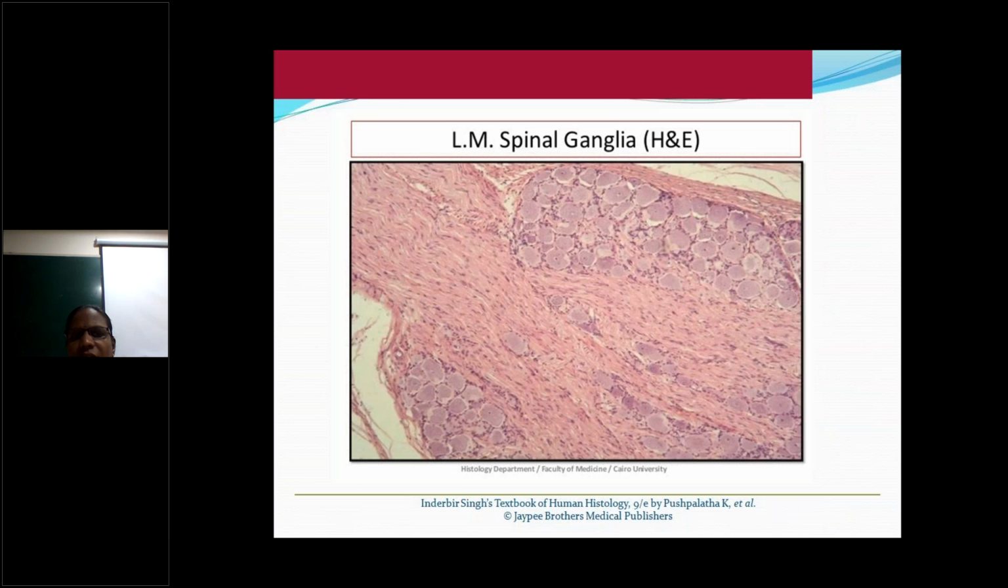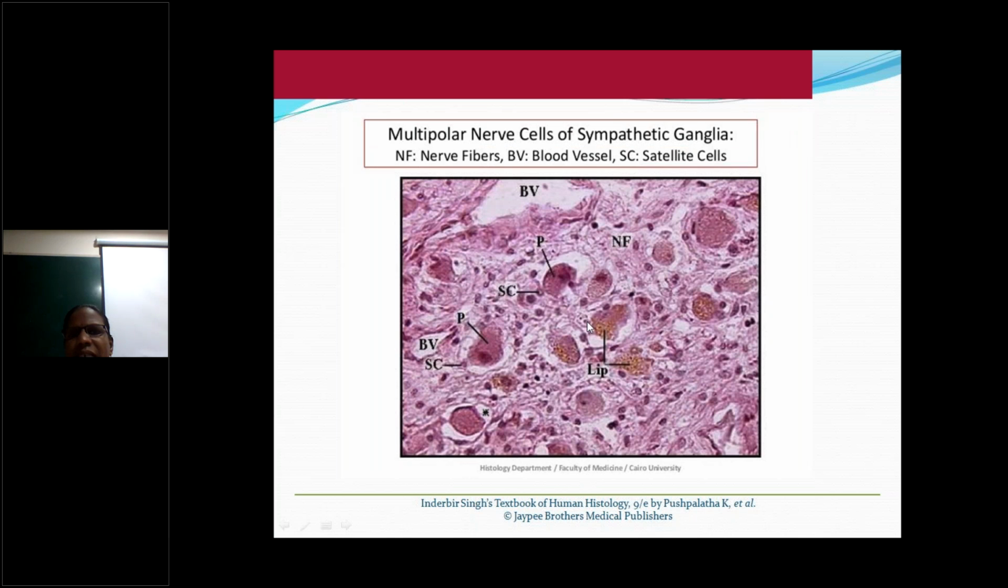Come to the spinal ganglia. Within the spinal ganglion, you are able to see all the sensory ganglionic cells. The ganglionic cells have a centrally placed round nucleus. They are surrounded by some satellite cells. Here you are able to see the sympathetic ganglion. In the sympathetic ganglionic cells, the cell bodies are multipolar neurons. There you are able to see pseudo-unipolar neurons.